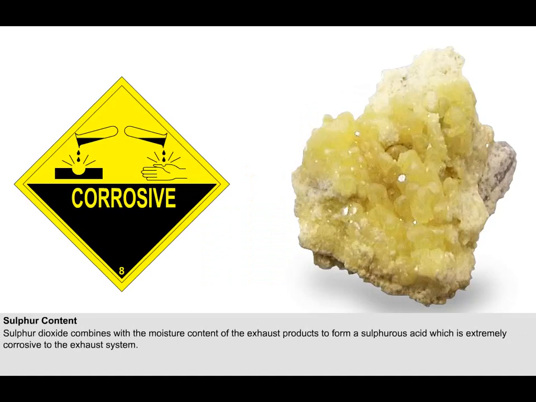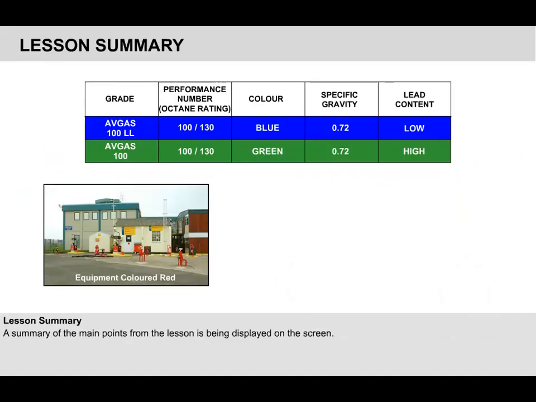Sulfur and sulfur compounds, when burnt in air, form sulfur dioxide. This combines with the moisture content of the exhaust products to form a sulfurous acid, which is extremely corrosive to the exhaust system. It is important that the sulfur content is kept as small as possible. In aviation gasoline, the maximum amount of sulfur permitted is 0.001%. That is the end of the lesson.